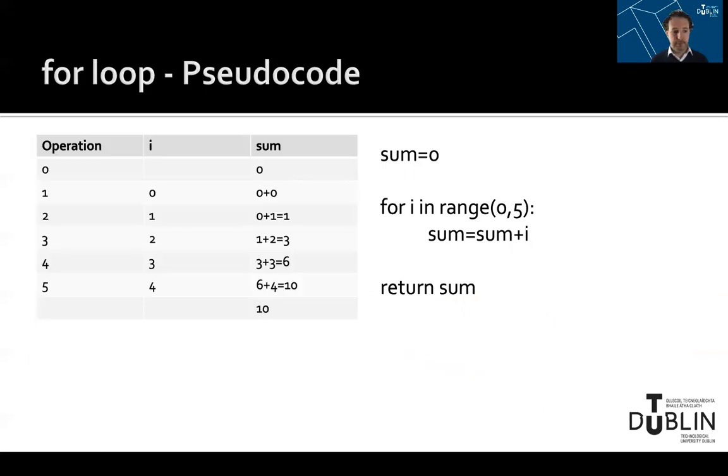So let's look at it in tabular form. The number of operations, how many times the computer has to do something, is your left column. This will become more important later on.